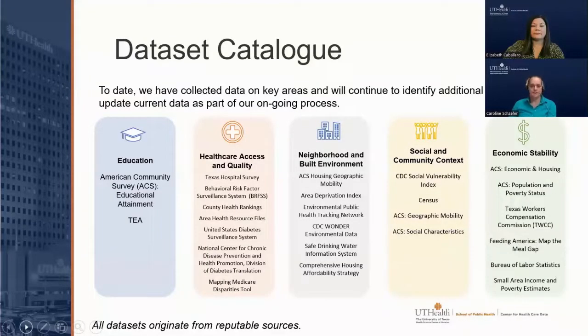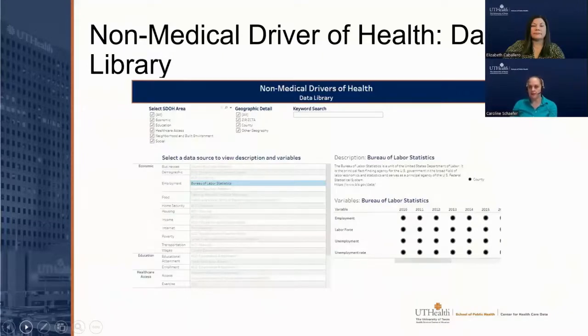Here's a current semi-catalog of our data sets. Obviously, it's not totally comprehensive. There's a lot of data out there and we have a lot. Because of this, we have started to create a data library where people can come to our website and ask, what data do we have? What variables are there? What years do they cover within our non-medical drivers of health data library? Here they can see exactly what variables are there, some descriptions about the main source itself, as well as links to the main sources if they want to get more information on them.